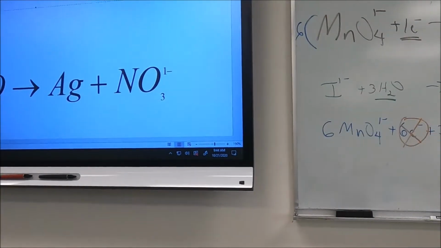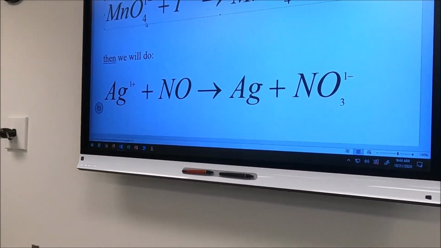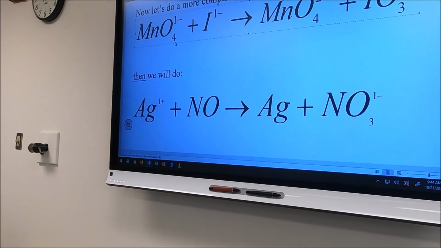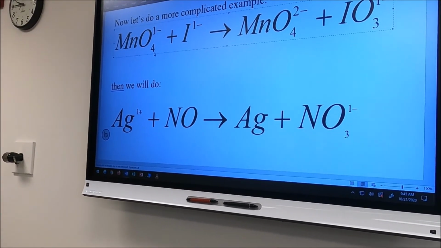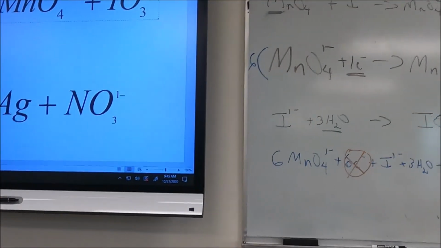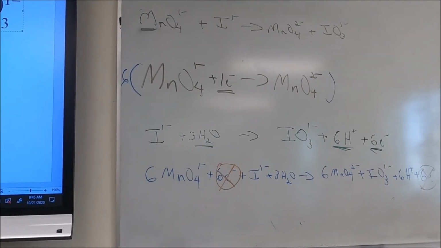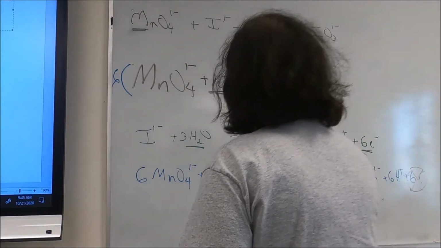Now, the other reaction we're going to look at is silver ions plus a nitrogen monoxide going to silver the element and a nitrate ion. Okay? So let's look at this one. Let's erase.